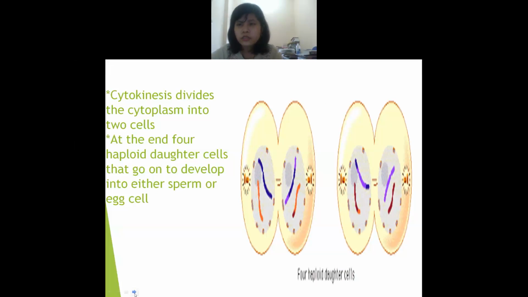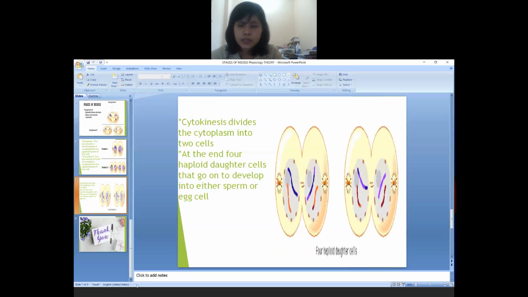And the last is cytokinesis 2. In cytokinesis 2, what will happen? Now the 2 cells will become 4 cells after cytokinesis, 4 haploid cells. And they will go and develop either into sperm or the egg cell. Okay, is it clear about the cell?